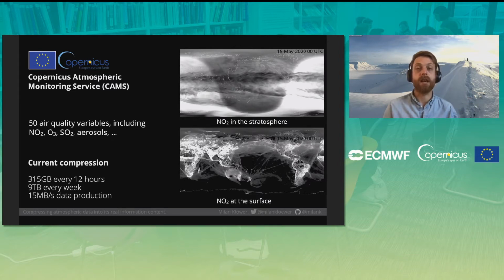Here on the right, you can see a couple of examples, for example, nitrogen dioxide in the stratosphere, where you can see the side of the Earth that is currently faced by the sun. If you go to the surface, you can even see things like ship tracks and so on. At the current compression, this data set still produces around 9 terabytes every week. And this is only one of the data sets provided by ECMWF.